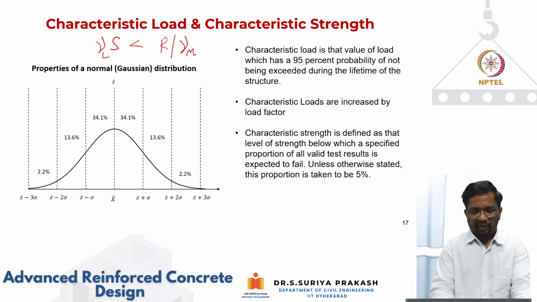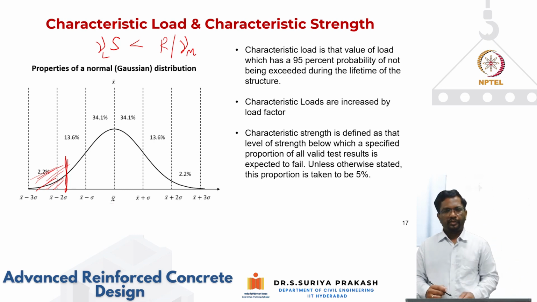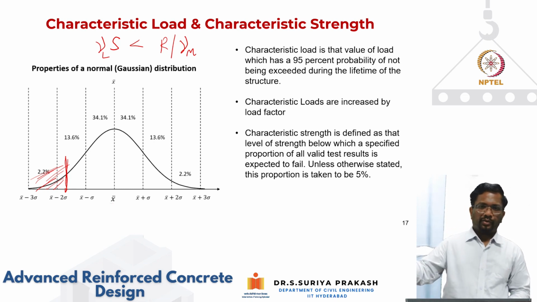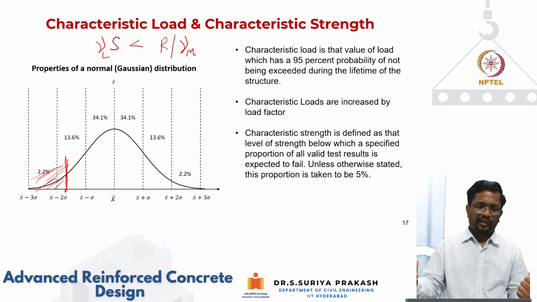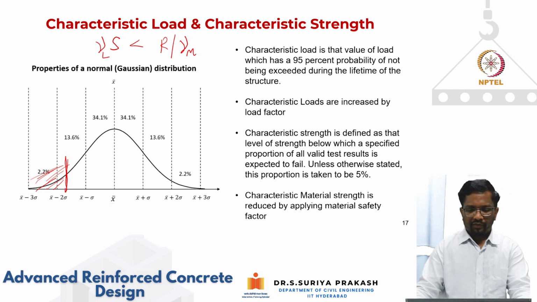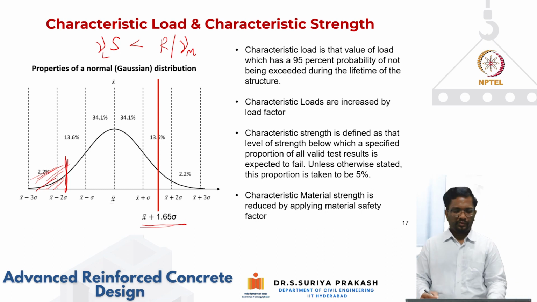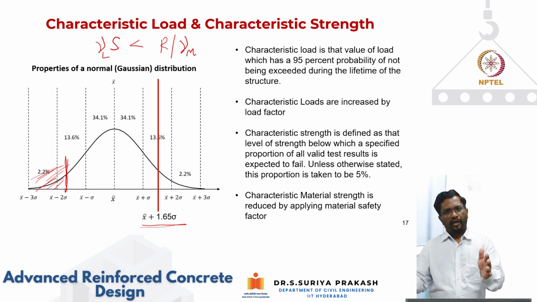In that case, I have to choose something here, let's say the strength. Only this is the value that I have to choose, so only 5% of failure is acceptable. So what we do is increase the load and decrease the actual strength from the mean strength. For load, we increase the effect. So from the mean, I add 1.65 times sigma.